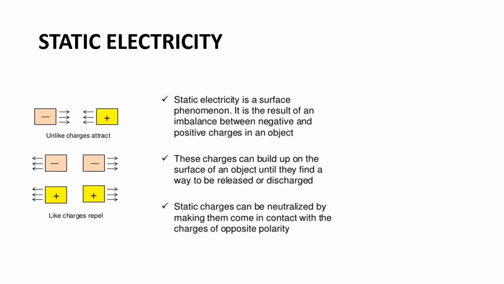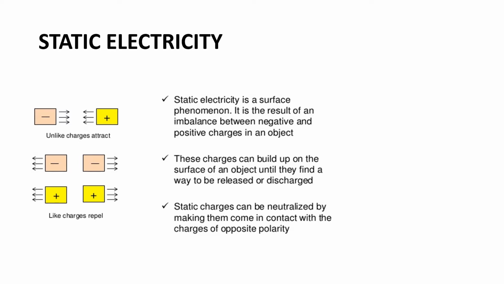In a simpler form, static electricity is a surface phenomenon. It is the result of an imbalance between negative and positive charges in an object. These charges can build up on the surface of an object until they find a way to be released or discharged.